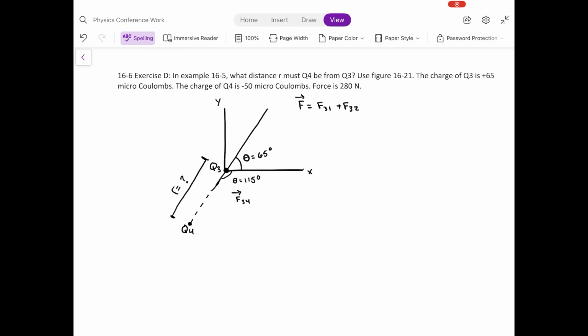Today we will be answering problem 16-6, exercise D, which is asking, in example 16-5, what distance r must Q4 be from Q3? Use figure 16-21 to find out. We are also given the charge of Q3 and Q4, as well as the force.